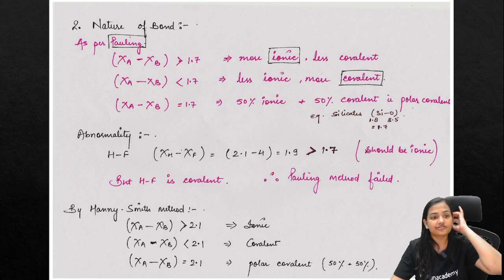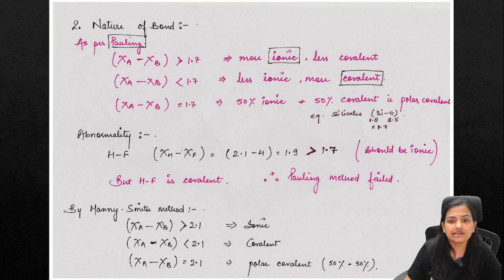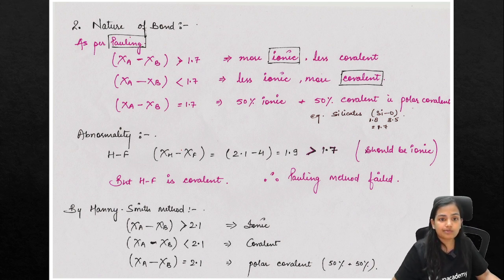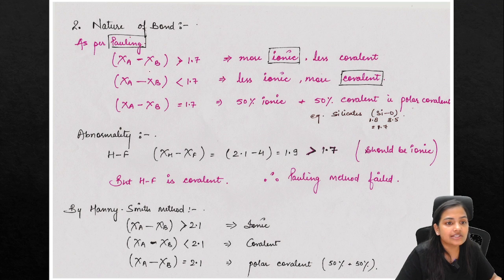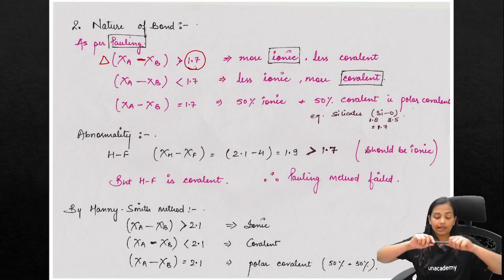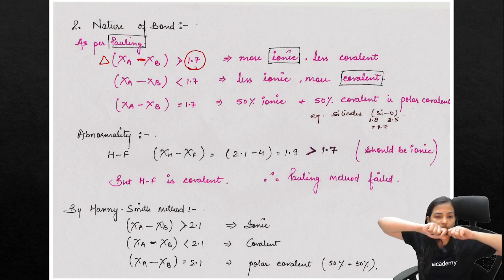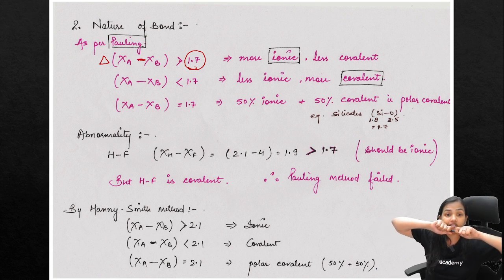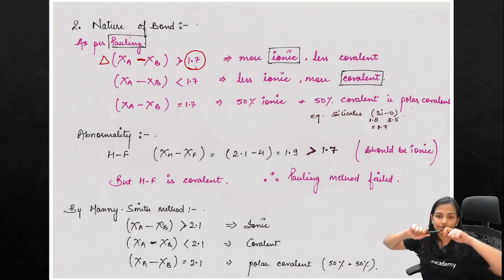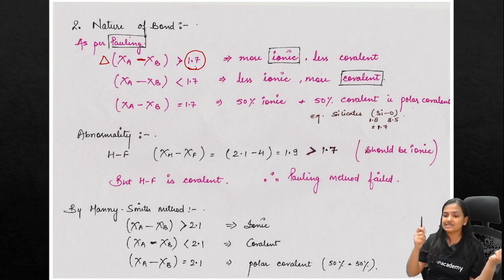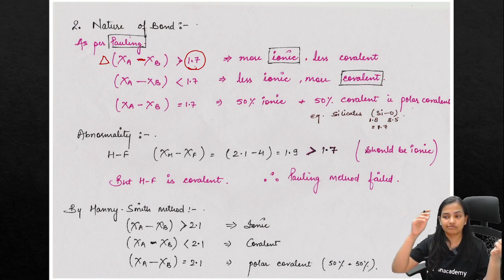Now what about the nature of the bond? Simple funda. As per Pauling, whenever you are talking about the difference in the electronegativity values, if this comes out to be greater than 1.7, it means there is a big difference between A and B. A is very small and very electronegative, and the difference is greater than 1.7. Then A will pull the shared pair of electrons and the bond will be broken. If it is broken, this is ionic.